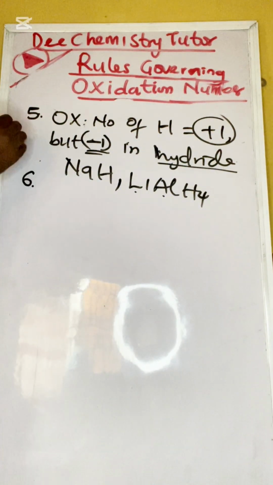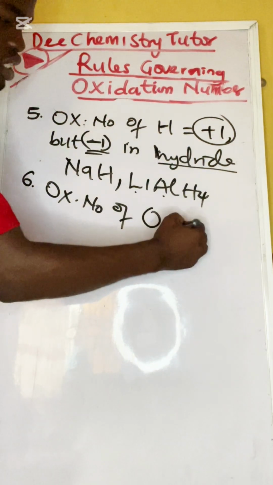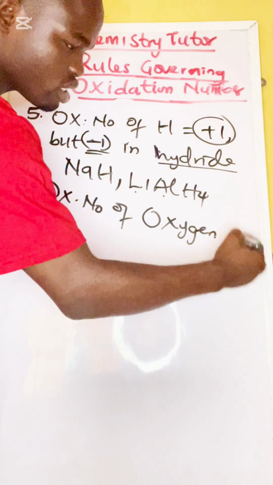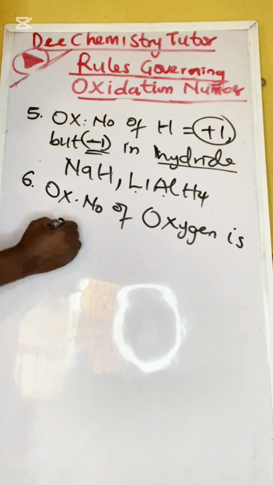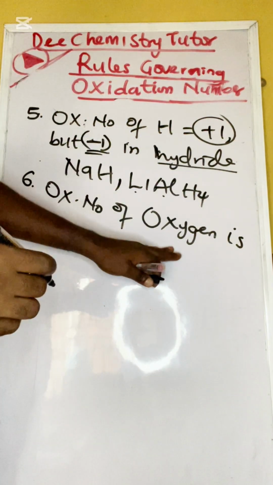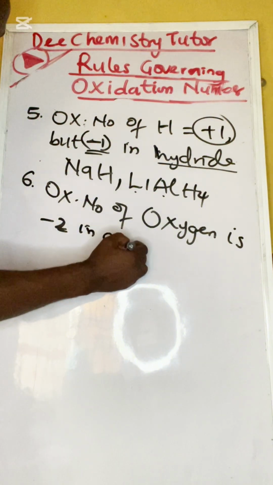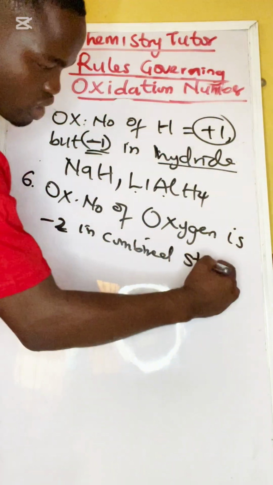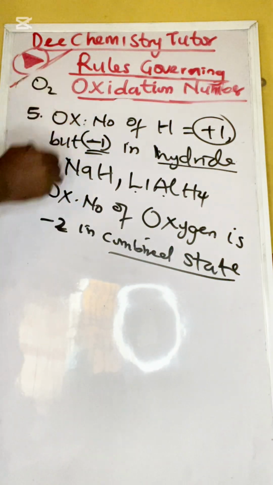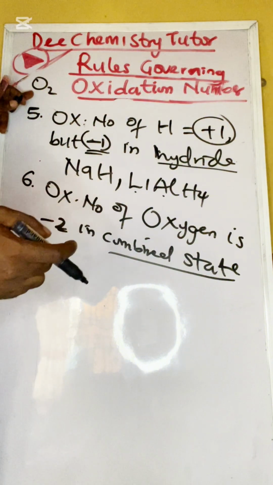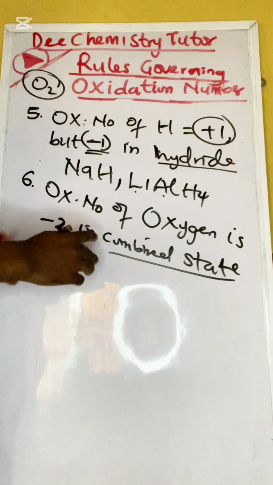Now, another rule, number 6: the oxidation number of oxygen is what? It is -2. Now, not oxygen as an oxygen gas. Please take note, I already said it. Oxygen is -2 in combined state. I have to keep stressing this because people make mistakes. If I write O2, you can't tell me the oxidation number of O2 here is -2. You miss it because this is a free state. It is 0. But oxygen here, I'm talking about when oxygen combines.